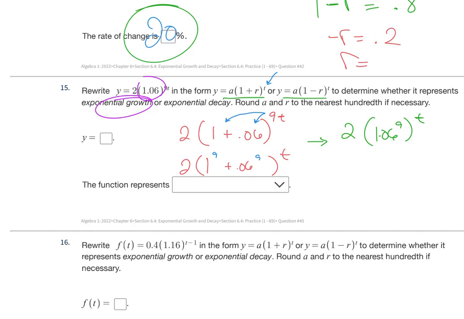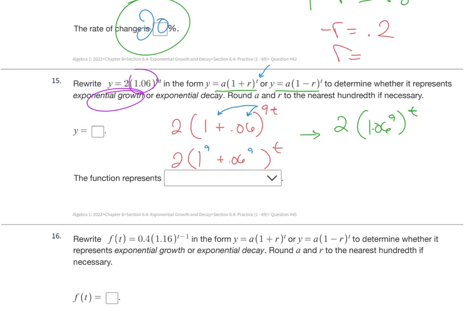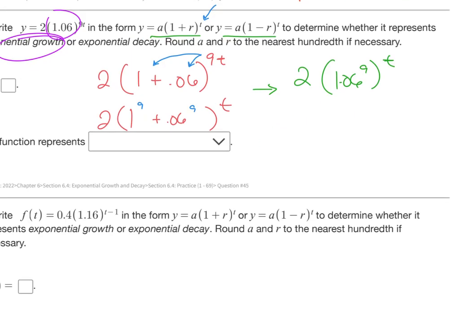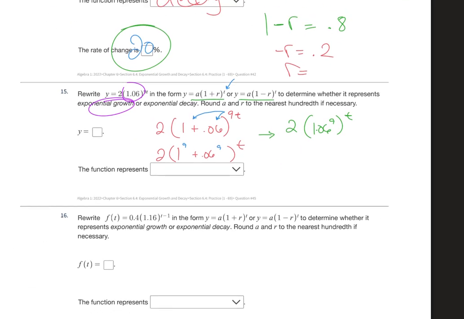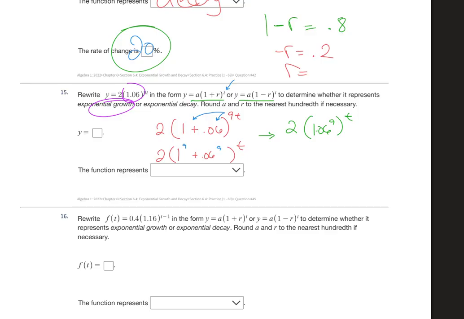And then I'm definitely going to grab a calculator. 1.06 to the 9th power is 1.68947, blah, blah, blah. And so it says round A and R to the nearest hundredth if necessary. Well, A, nothing was happening to A, right? But R definitely got changed. So I guess in this situation, I was about to say, I guess this was the right way to go.